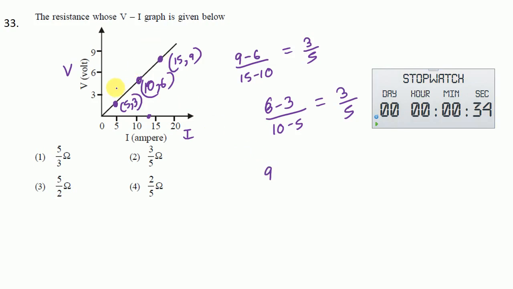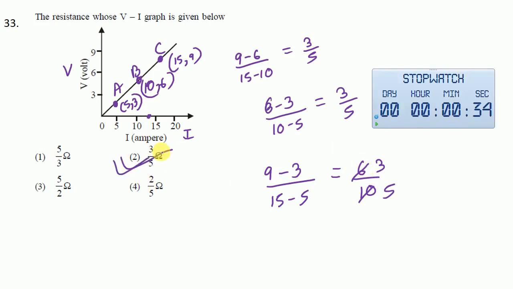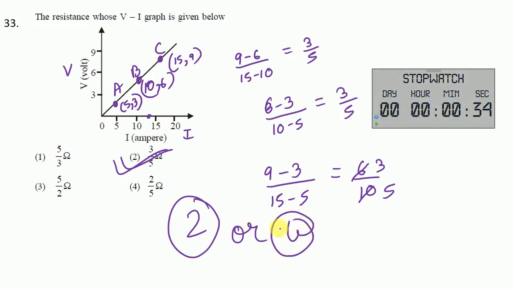So we'll now take between C and A. 9 minus 3 by 15 minus 5. 9 minus 3 is how much? 6 by 10. Yeah, all the three values are the same. So obviously my answer is 2 or B, right? Clear? The question was, the line was not actually up to the mark, but okay, no issues. In your exam the graph or the marks will be clearly visible, right?